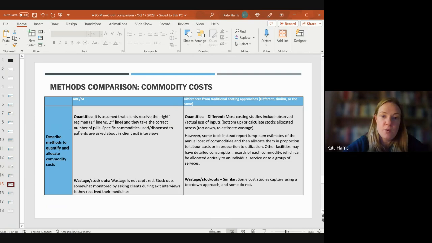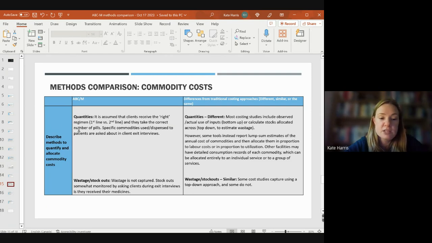Commodity cost is an important one because, like HR, it's another big cost driver, so it's important to understand where the data is coming from. In activity-based costing, on the quantities of the commodities used, it is assumed that the clients receive the right regimen, for example first-line drug or second-line drug, or how many drugs, and that they take the correct number of pills or other commodity. There are questions in the client exit interview asking about commodities used and dispensed, and whether they received the right ones. But the assumption and default is that they received the right regimen per the policy of that country.